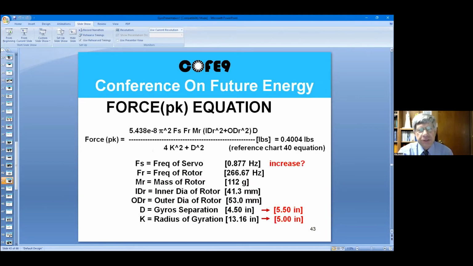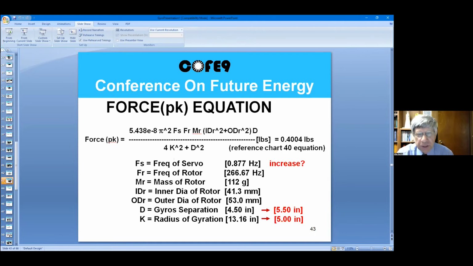Now, this equation is more complete because it shows all the individual parts. I lumped all the constants together up front, and you have the speed of the servo, times the speed of the gyros, times the mass of the gyros, times the dimensions of the gyros, times the separation distance, over the K factor squared times 4.